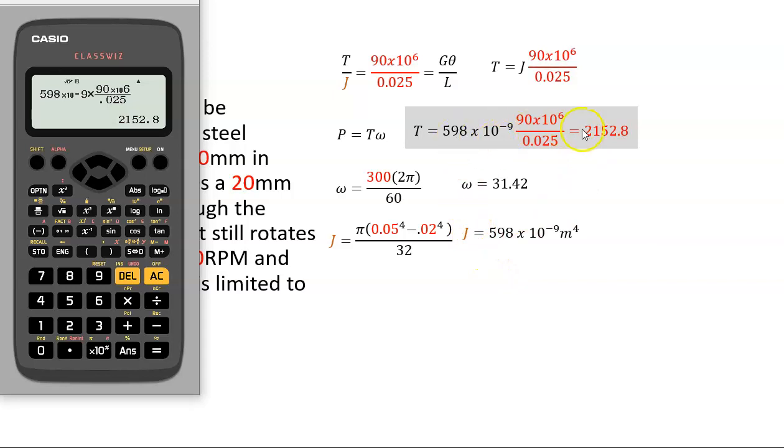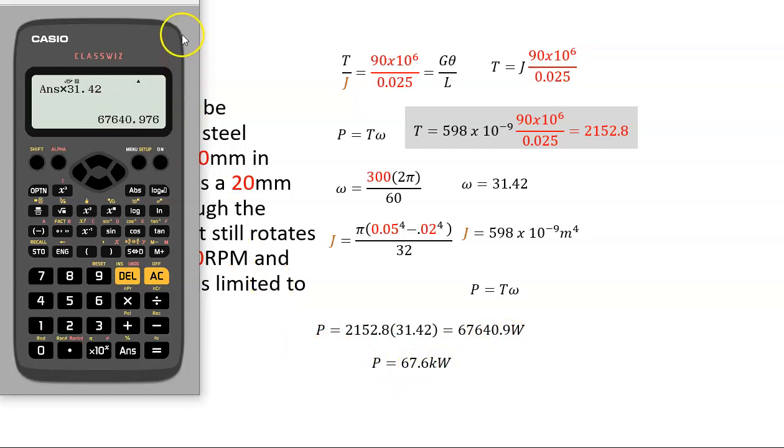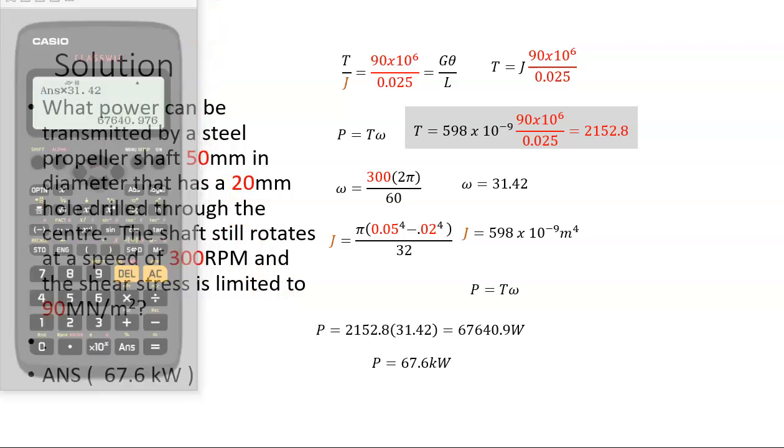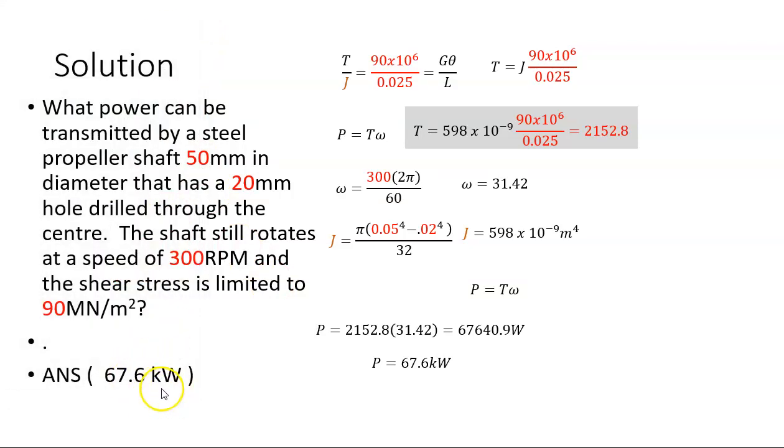If I want to get the power then, well, the power is torque times omega. So I'm going to multiply my 2152.8 Newton meters by 31.42 radians per second. That gives me 67640 watts, which is essentially 67.6 kilowatts, which is the answer that we were expecting to get.